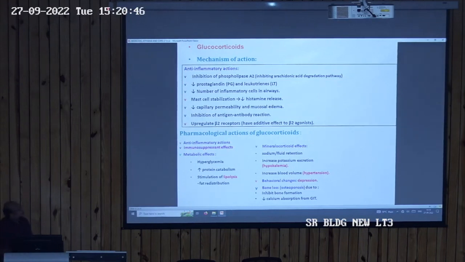And another thing, you will see that it has got anti-inflammatory actions we have seen, then it has got immunosuppressant actions. Metabolic effects of glucocorticoid are hyperglycemia, increased protein catabolism, stimulation of lipolysis, that is fat redistribution. Then mineralocorticoid effects: sodium and fluid retention, and potassium excretion, that is causing hypokalemia, and increased blood volume, that is hypertension. Then behavioral changes, depression, and ultimately there is also long-term bone loss leading to osteoporosis. So you have both the plus and the minus with corticosteroids. You have to pick the patient which needs to be given the steroids as per the clinical condition of the patient, so that ultimately you benefit him.